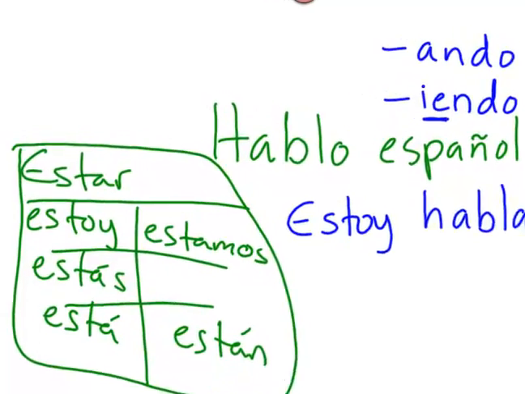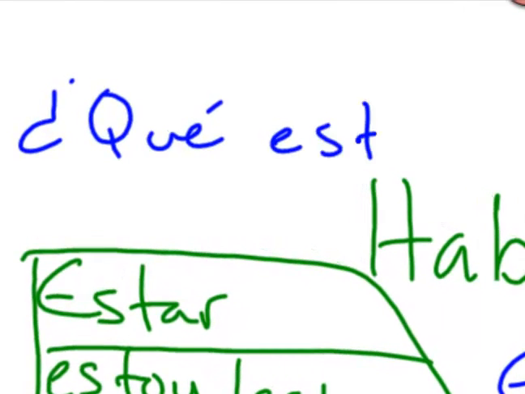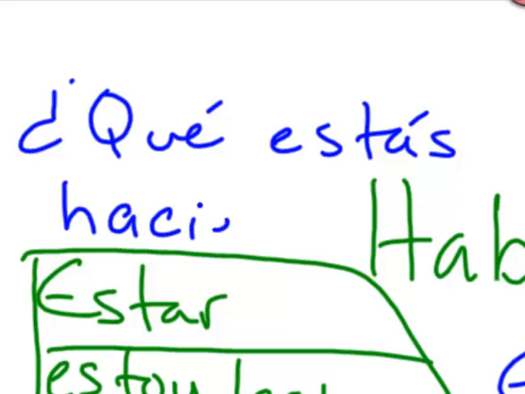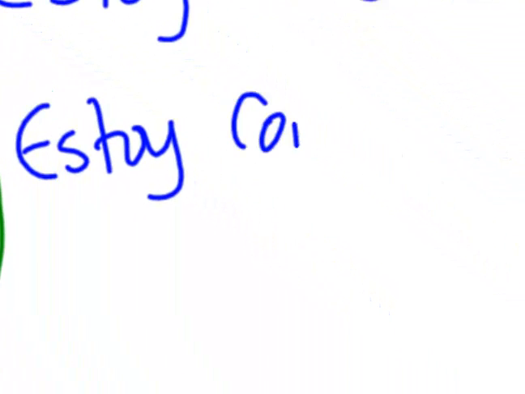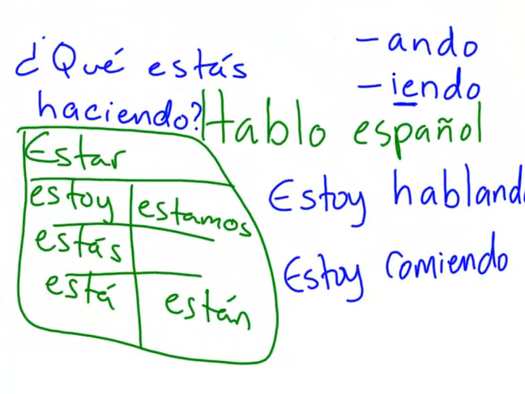If I talk to my friend and I say, oye, ¿qué estás haciendo? What are you doing? Doing, how would I say doing? Well, the verb is hacer. Drop the ER. Add iendo. ¿Qué estás haciendo? Oye, Pepe, ¿qué estás haciendo? Pues estoy comiendo. Estoy comiendo. ¿Qué estás haciendo tú?